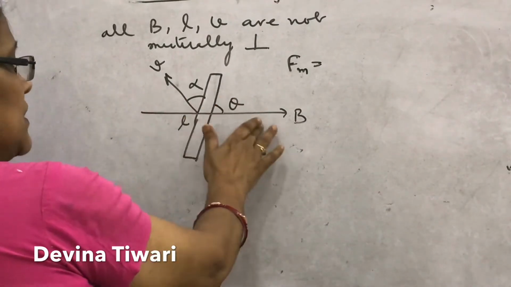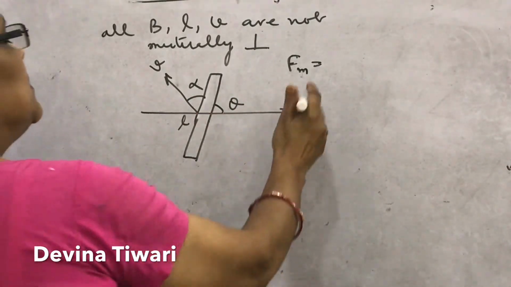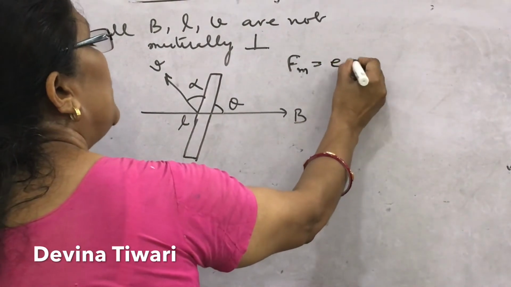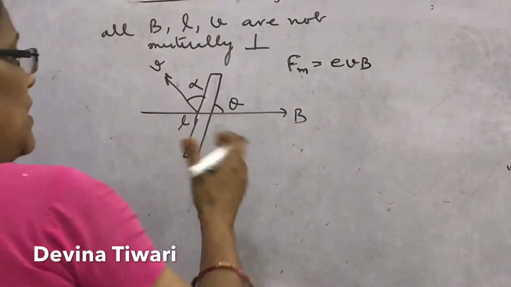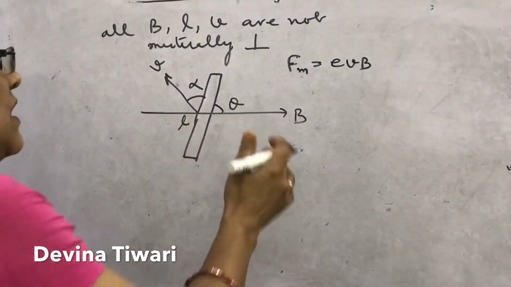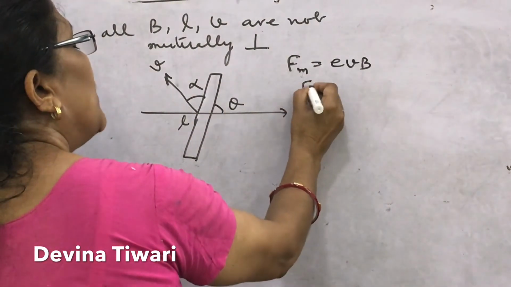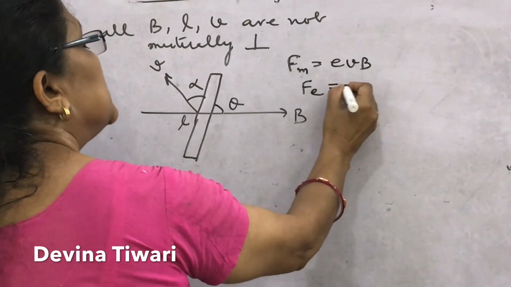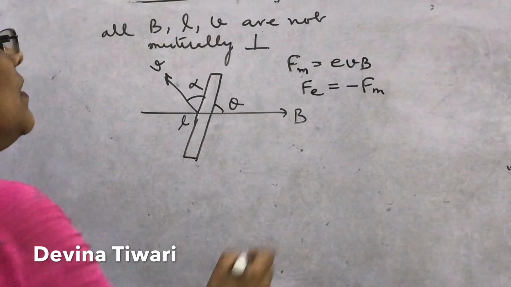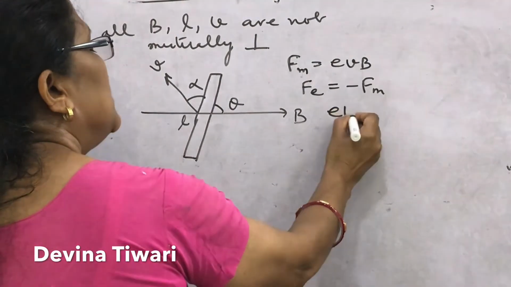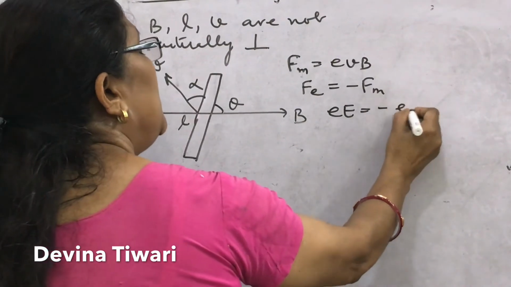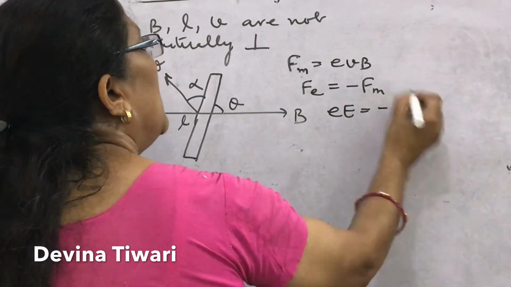Using this V to B direction, this is Fm, which you will find as eVB. As in the previous case, this electrical force will be opposite to the magnetic force, so this will be minus Fm. We have taken earlier: what is the electrical force? eE, and this is Fm, minus eVB.